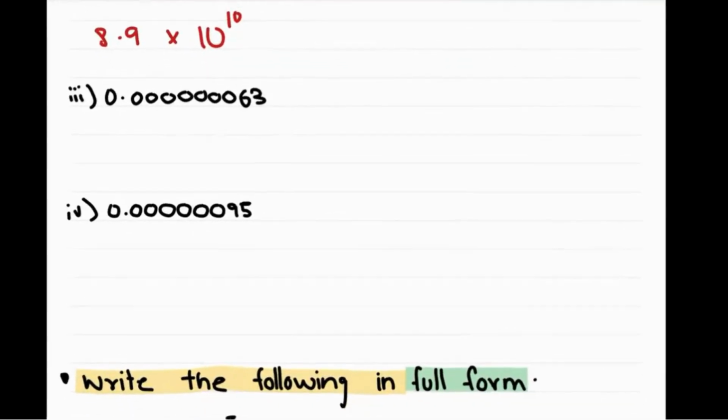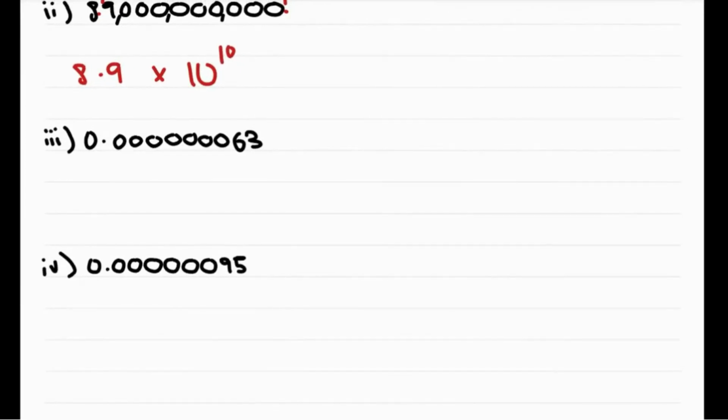Now the next question we have is a relatively smaller number. So over here, we'll have to move the decimal towards the right. We have to bring the decimal somehow between the 6 and the 3 so that our front number can be between 1 and 10. So we're going to move it towards the right. 1, 2, 3, 4, 5, 6, 7, 8, right? So it is multiplied by 10 to the power minus 8.